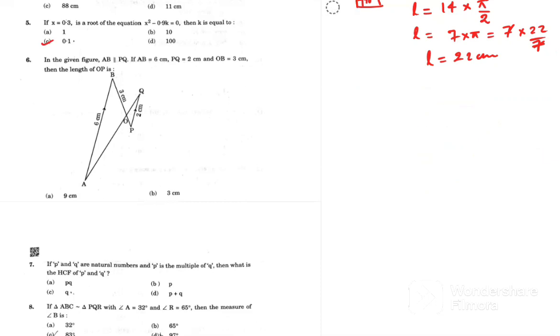Now question number 6 says, given that AB is parallel to PQ, if AB equals 6 centimeters, PQ equals 2 centimeters, and OB is 3 centimeters. So here we can see that there are two triangles. It is also given that these two lines are parallel. This is 6, this is A, this is B, and this is 3 centimeters, which is O, and this is Q, this is P, and this is 2 centimeters. Here this angle is equal to this angle, vertically opposite angles. Since AB is parallel to PQ, angle A equals angle Q, and therefore angle B equals angle P.